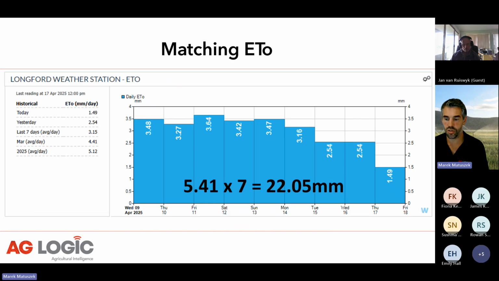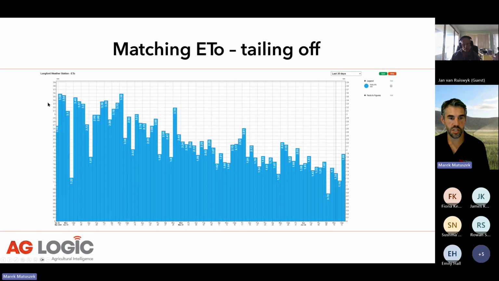So making sure we're not putting on too much. Here's just a bit of an example of how our ETO looks for a plant with a crop factor of 1. So let's just say it's a pasture, a 12 centimetre pasture. A week or so ago, we're looking at those high 3s.